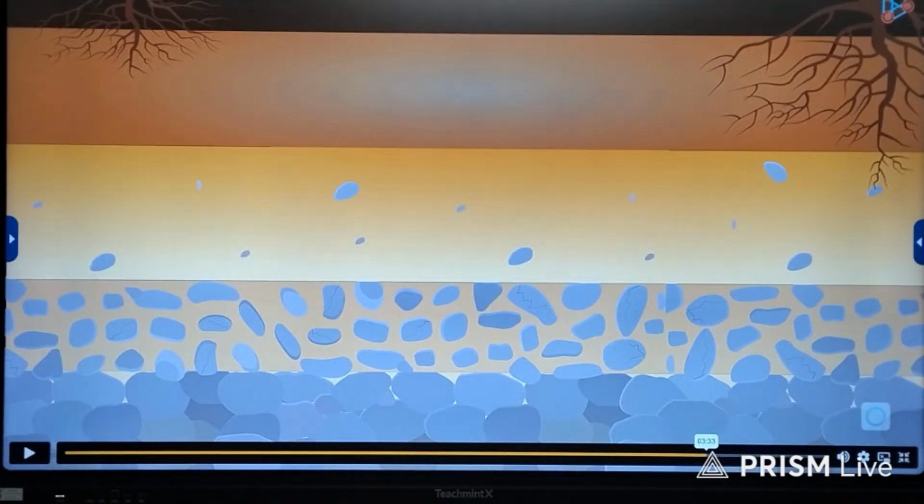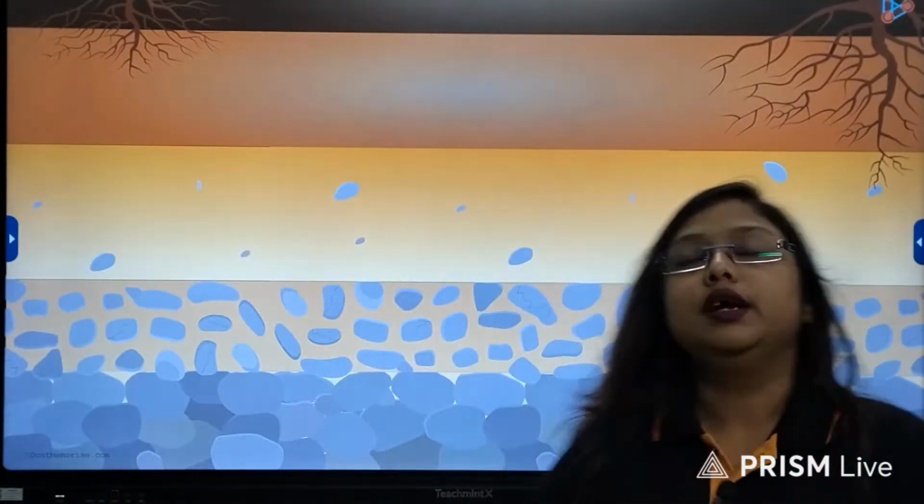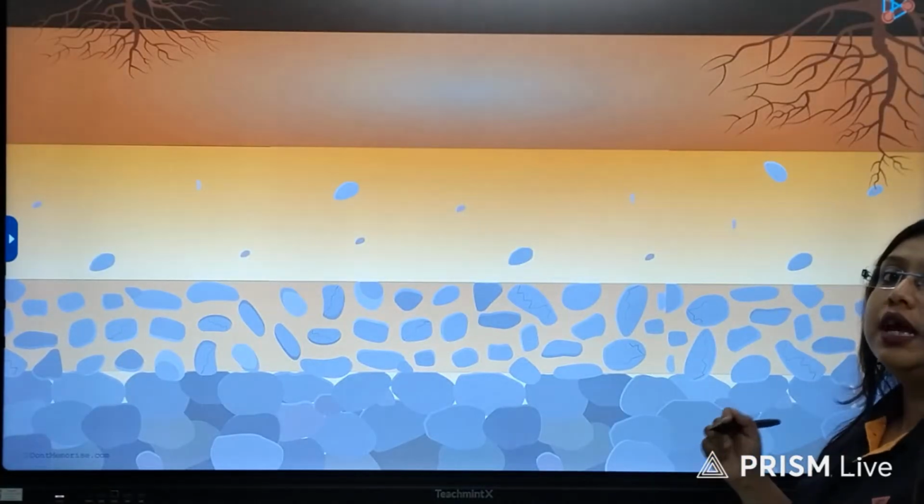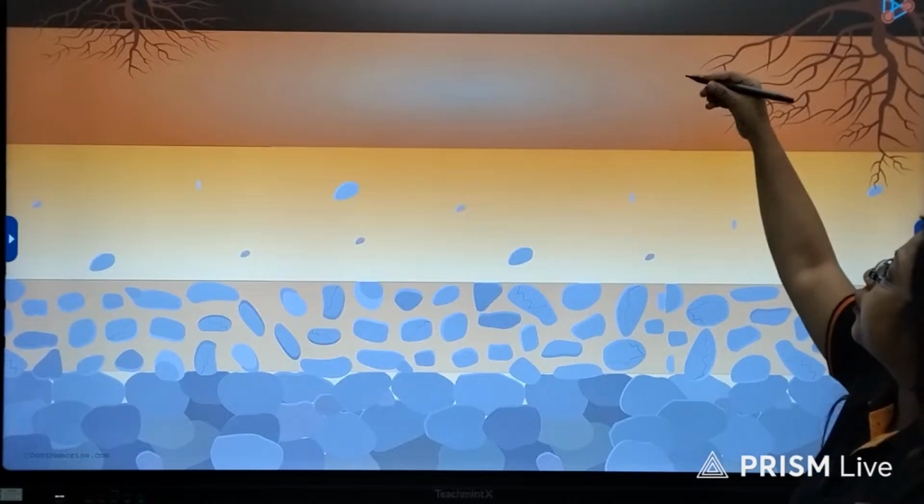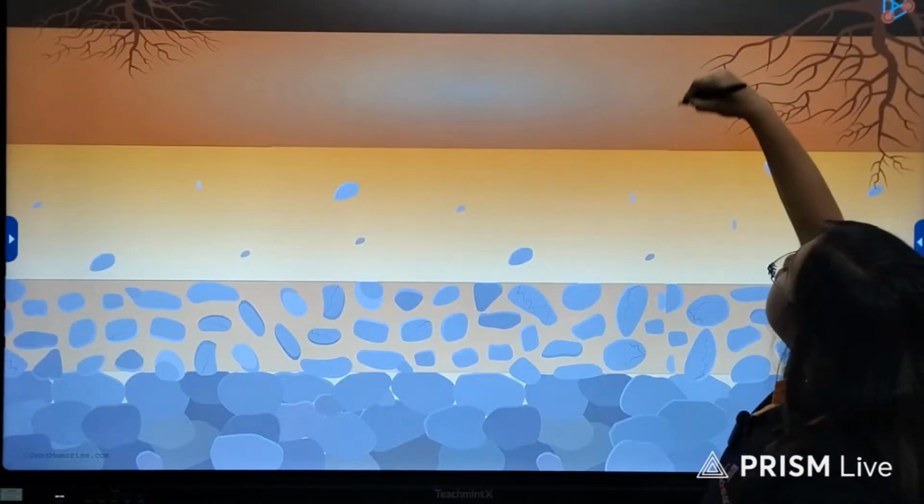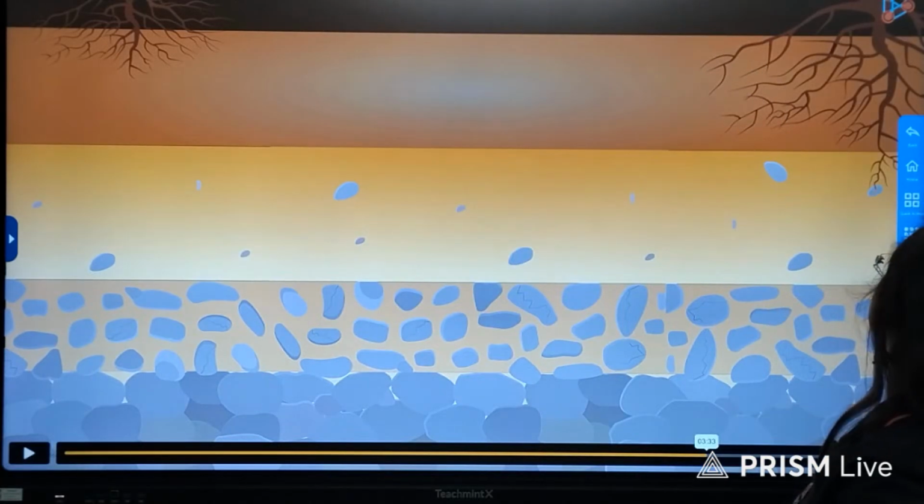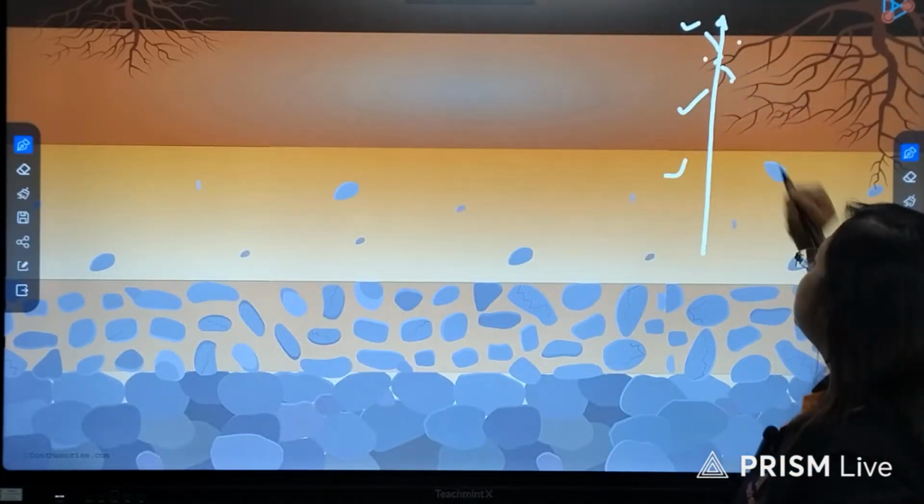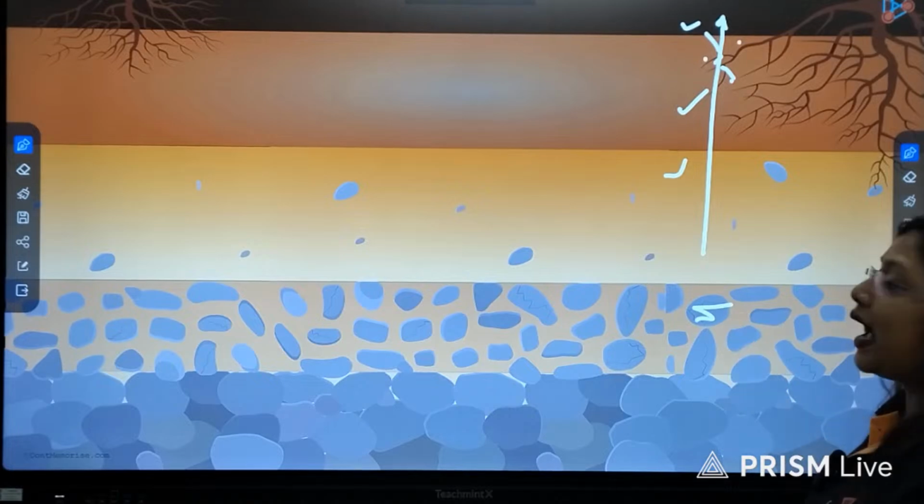Here comes the most interesting part about the soil. Here is a layer which has some cracked rocks which actually help in making the soil in the layers present above this particular layer. Okay, like this one as well as this one. They are some cracked rocks.